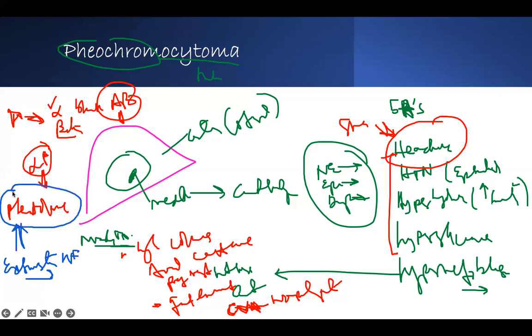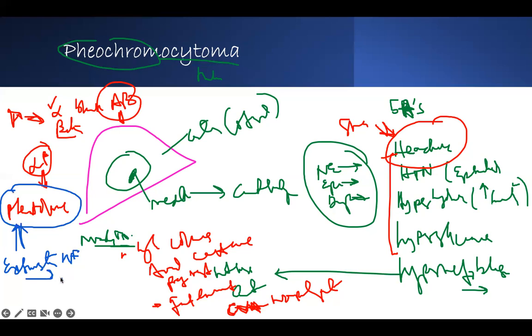So if your IV gets infiltrated and you have extravasation of norepinephrine, in case you're giving norepinephrine peripherally, it has to be given centrally, but sometimes you need to give it peripherally. In case you're doing it peripherally and you have extravasation of that fluid under the skin, the treatment is phentolamine, and that will block the epinephrine.